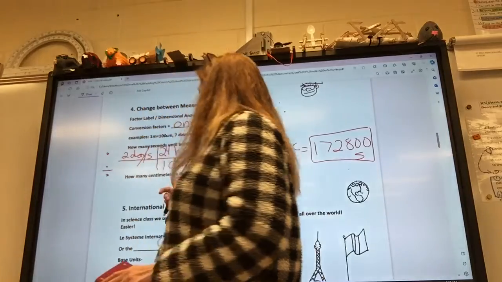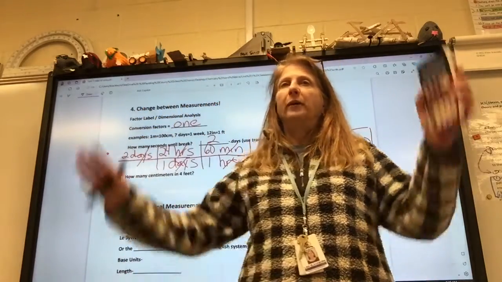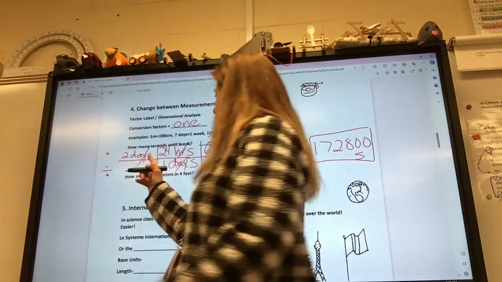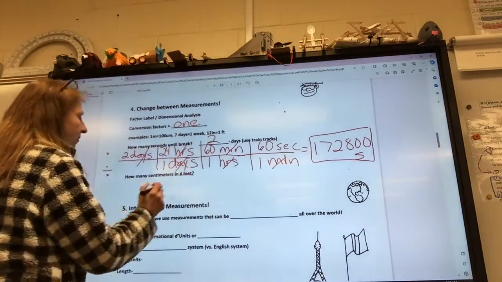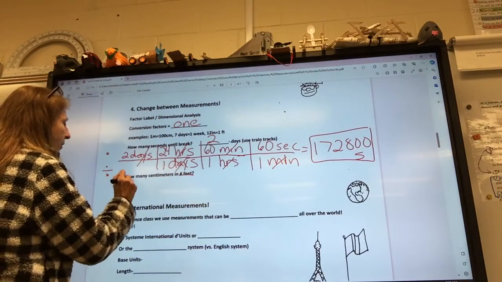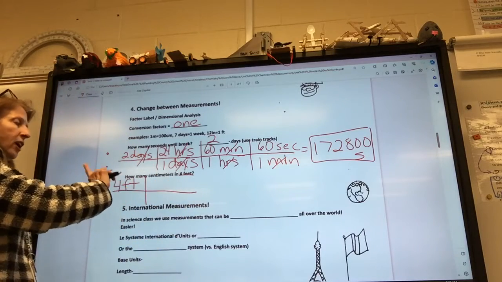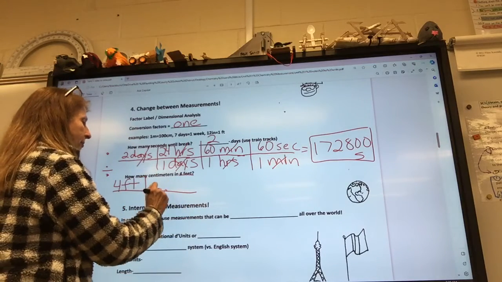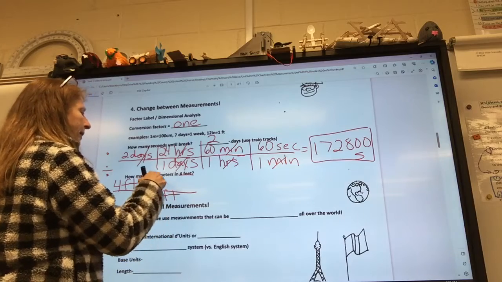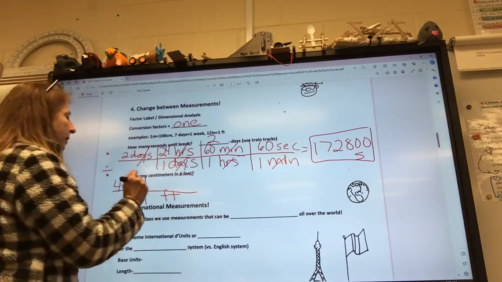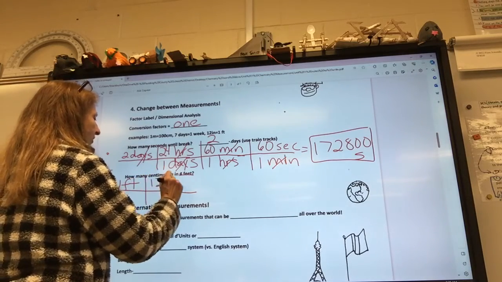Okay, so let's try another one. What do we start with? What we know. And what we know is this, 4 feet. And we want to know how many centimeters are in 4 feet. What do I do with the feet? Push it to the denominator. Do I know how many centimeters are in a foot? No, but I do know that there are 12 inches in a foot.